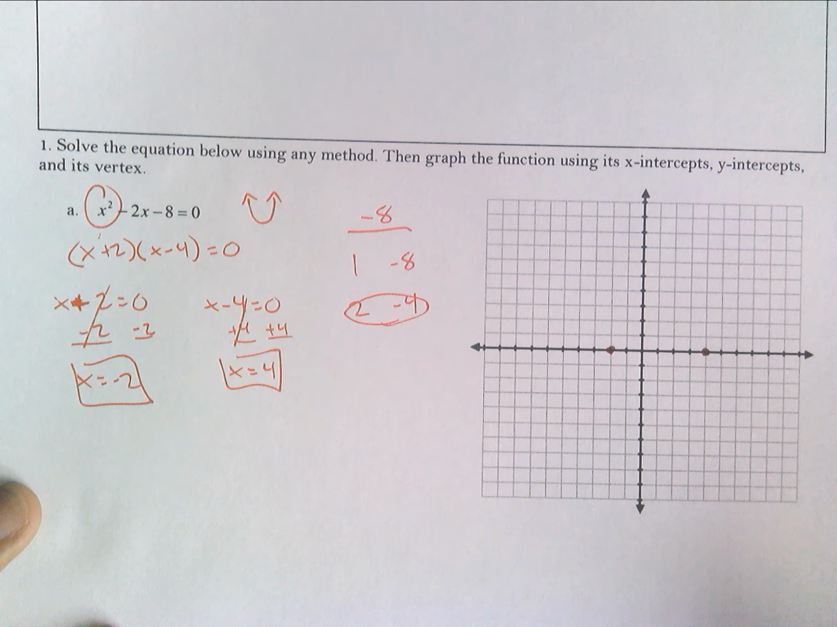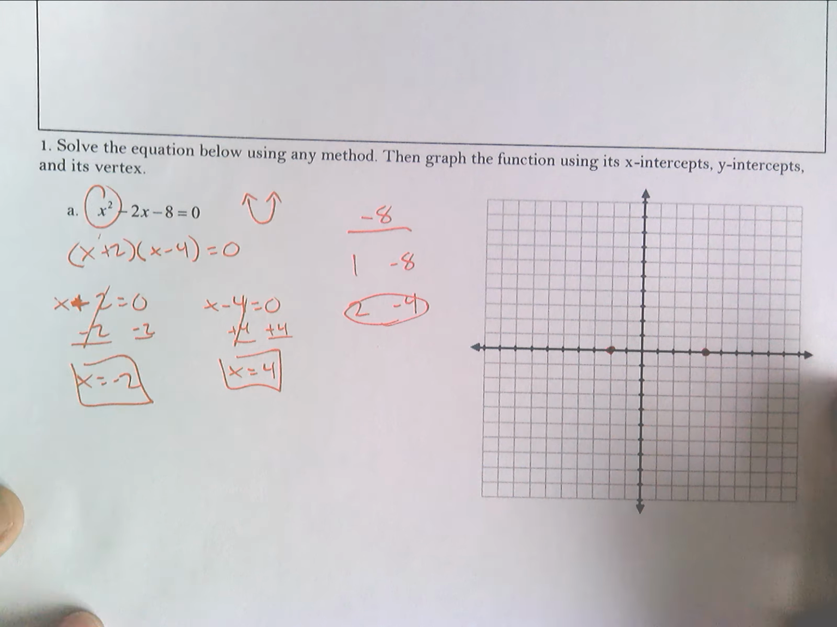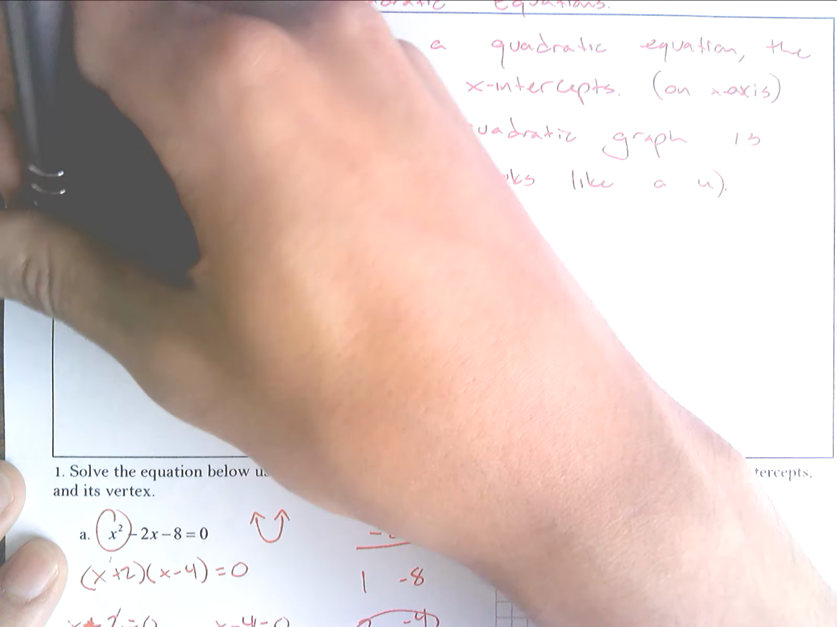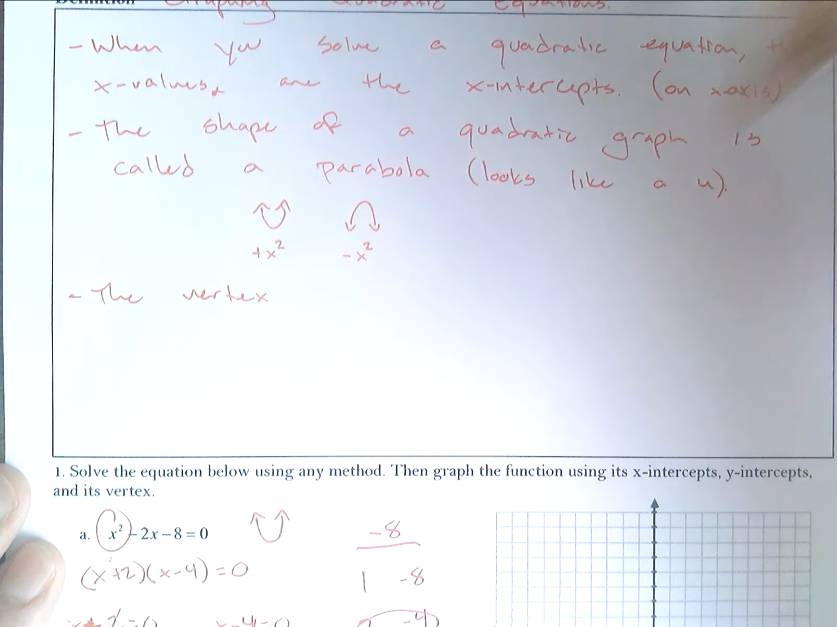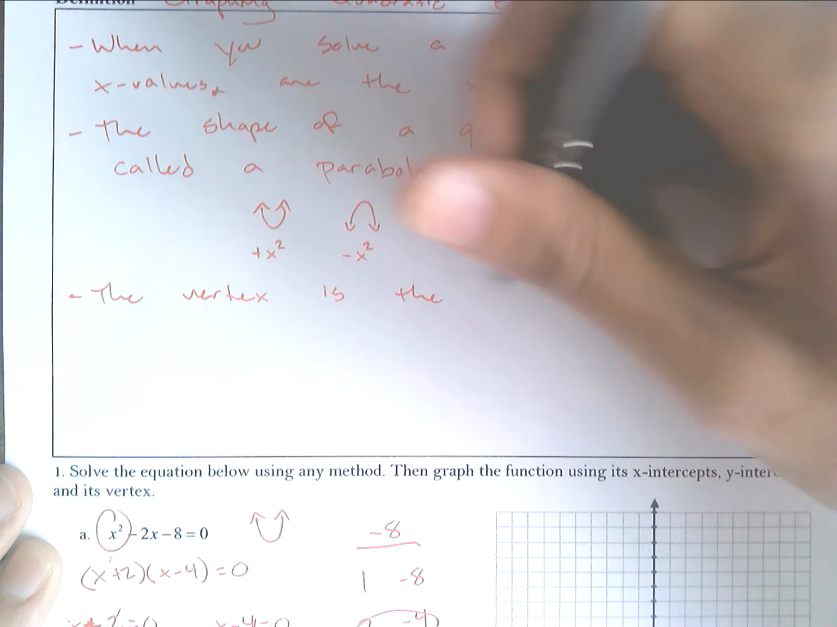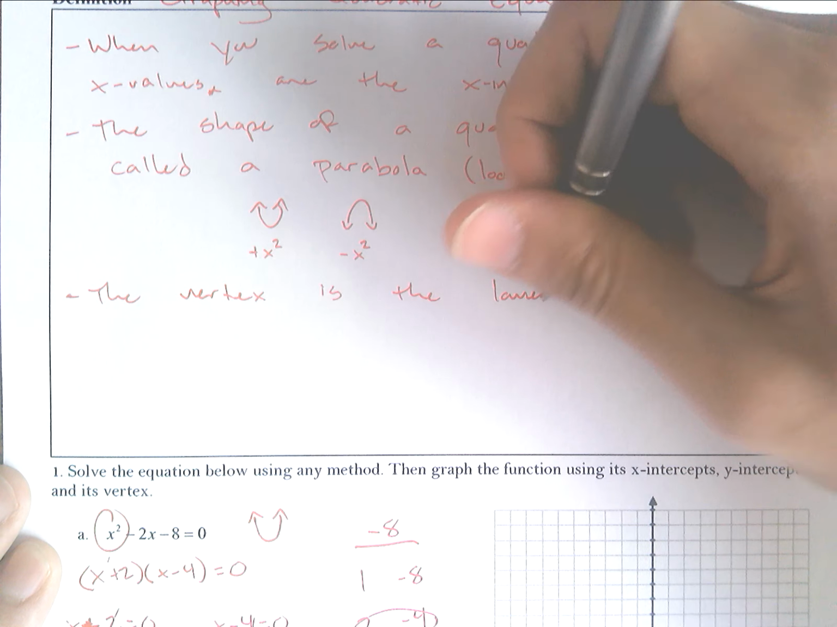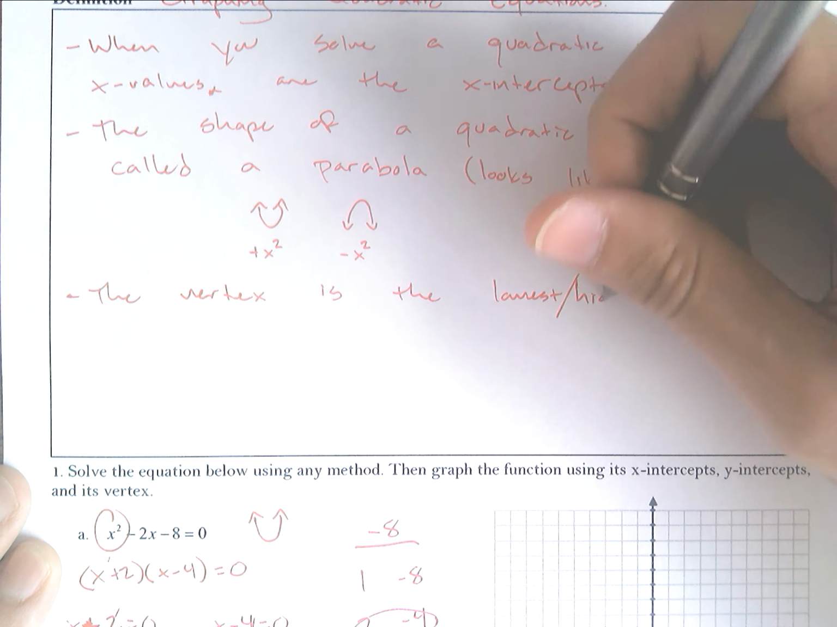So we talked about x-intercepts. I also want to talk about what we call the vertex. The vertex is the lowest or highest point on the graph.